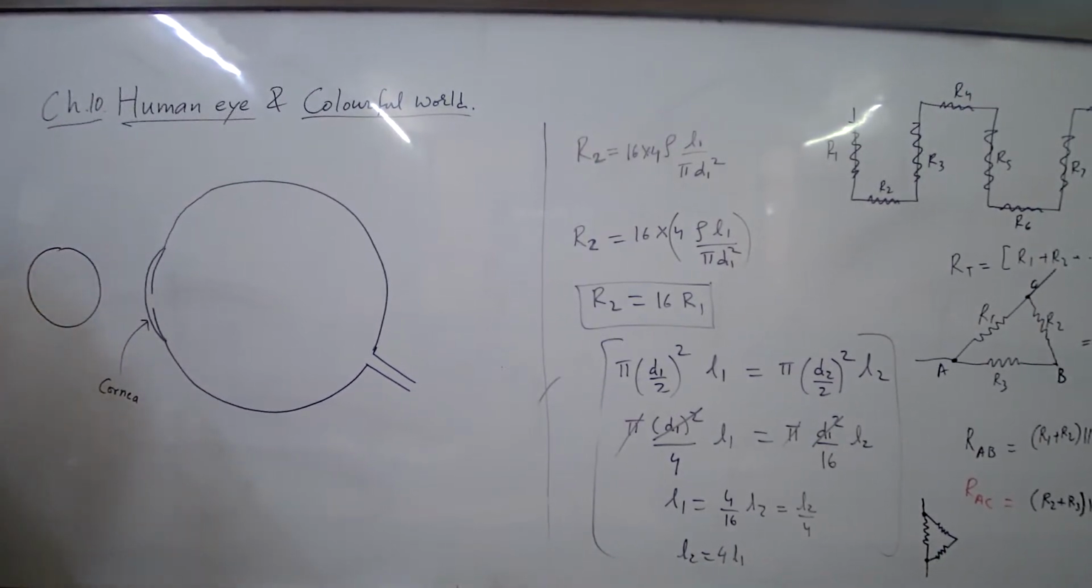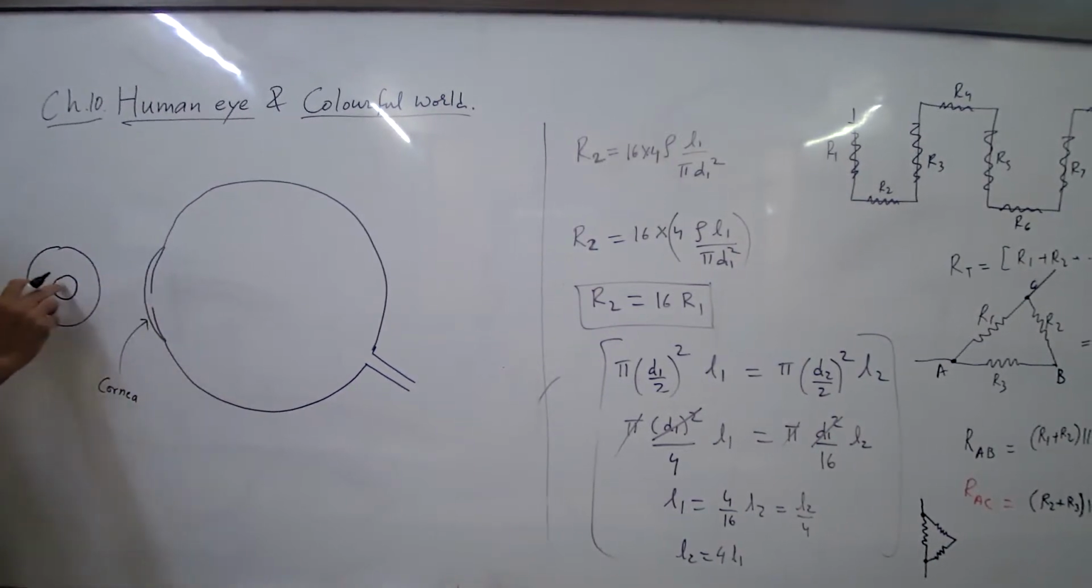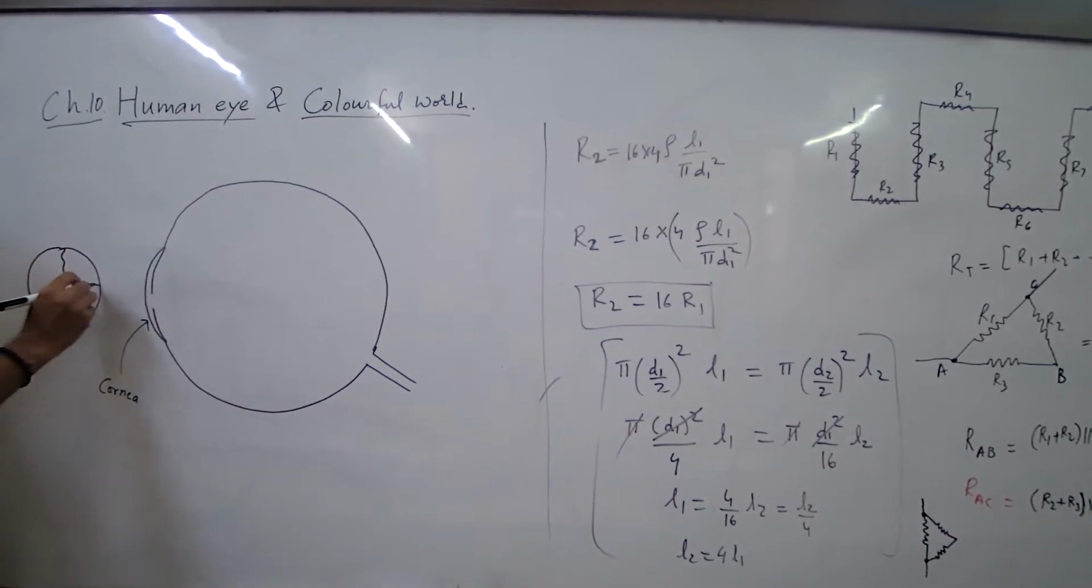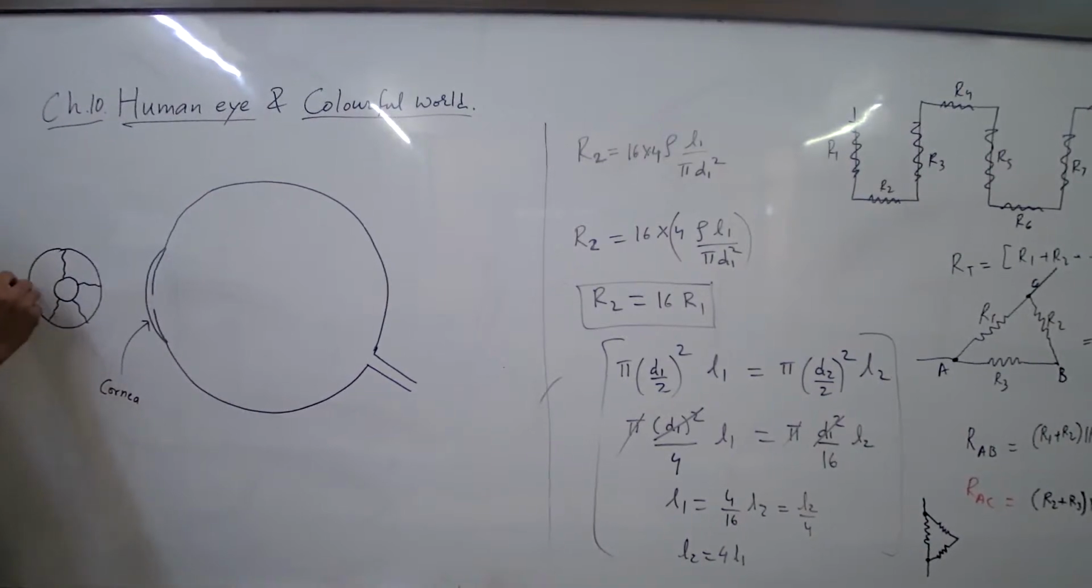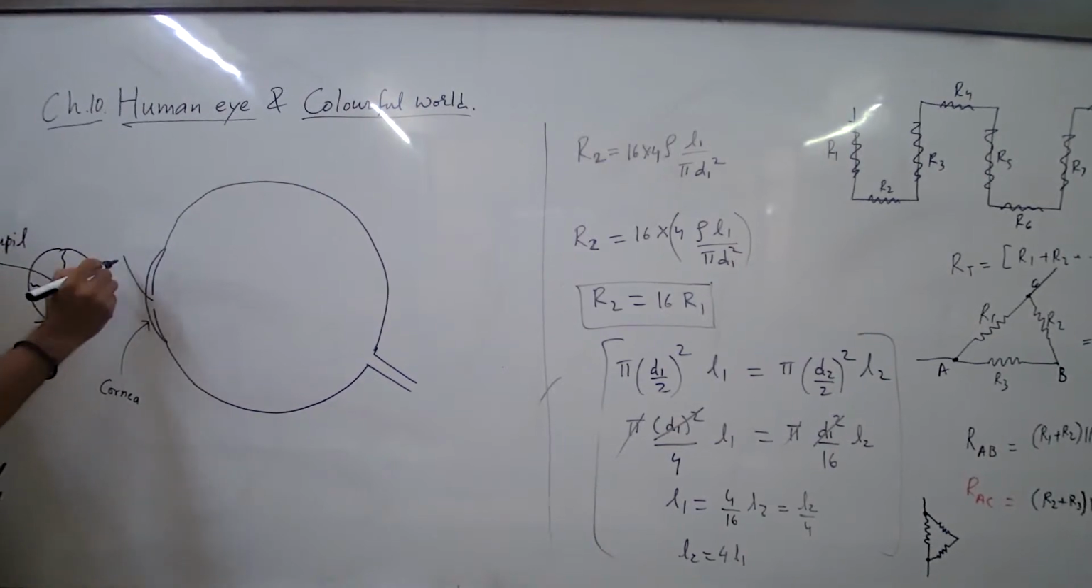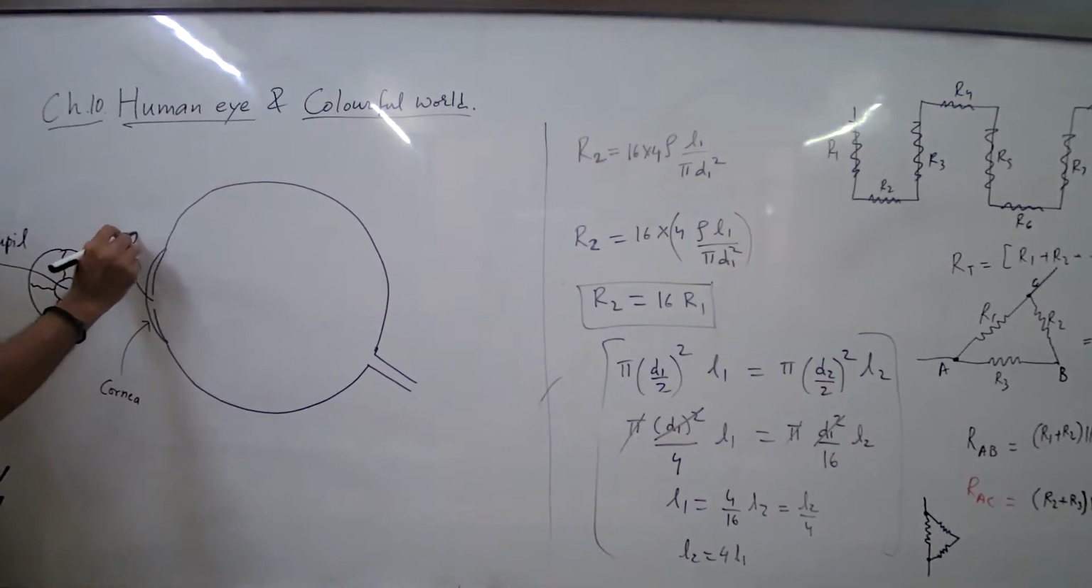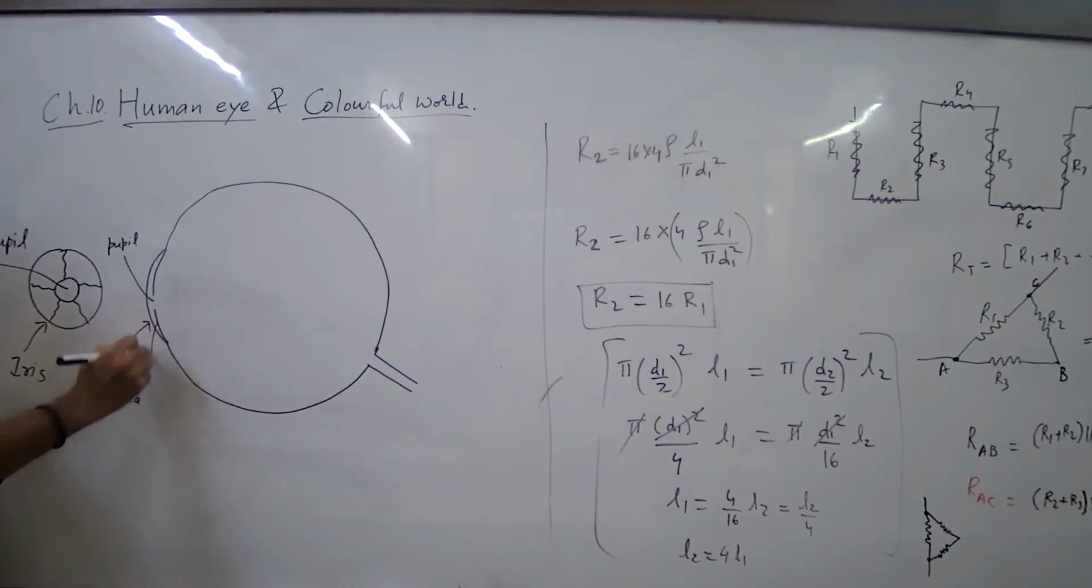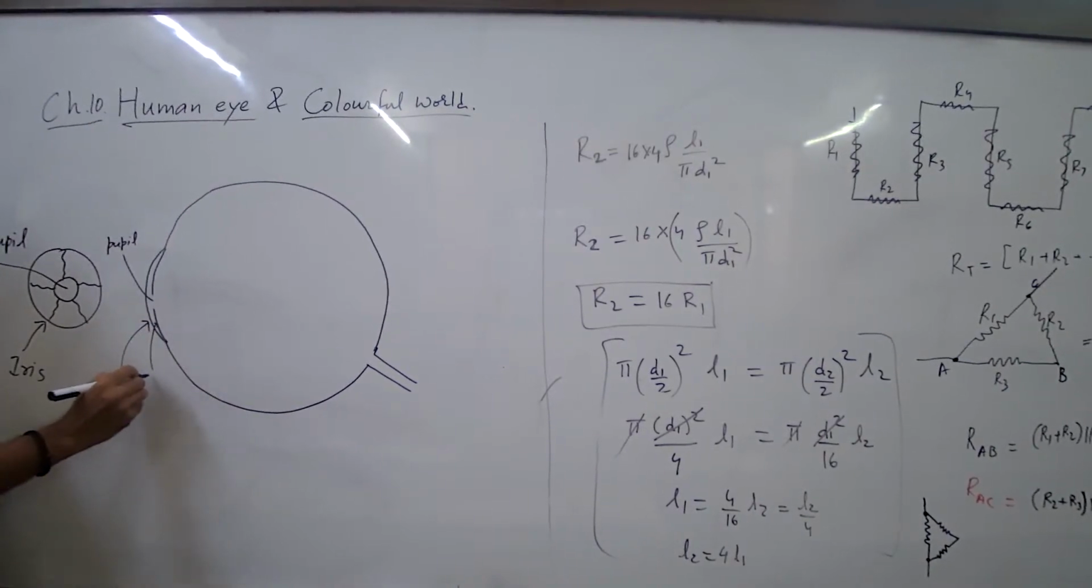Silence, everyone, pay attention. This thing that you see from the side has an opening in the middle, and this thing gives color to the eye. It is called the iris. And this opening is called the pupil. So this is the pupil, this opening, and this is the iris.